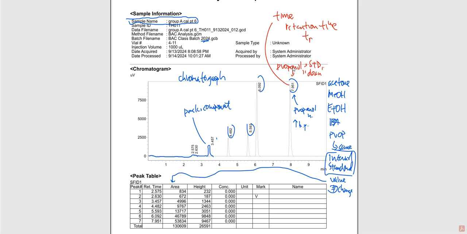That's how long it took for propanol to be injected into the machine. That's how long it took from the time of injection through the column and out the other end to be detected. All right, so that's one of the ways that we could just double check. Okay, 7.9 minutes. That's for sure going to be propanol for that particular standard that we're looking at.